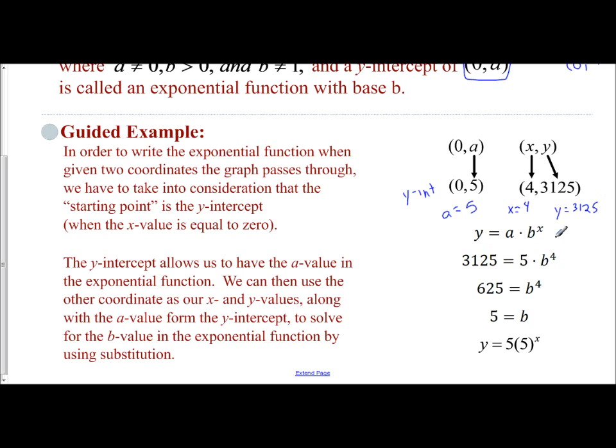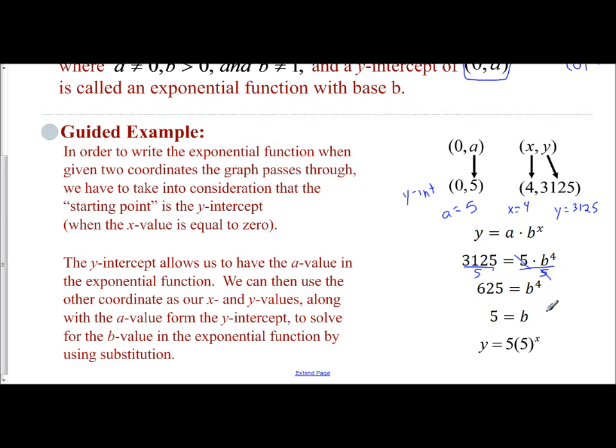And so you know what the form of an exponential equation is, y equals a times b to the x. And you just plug in what you know. Y is 3,125. A is 5. X is 4. And so if I wanted to solve for b here, I would divide both sides by my 5 to get rid of the coefficient. And that gives me 625 equals b to the 4th power.